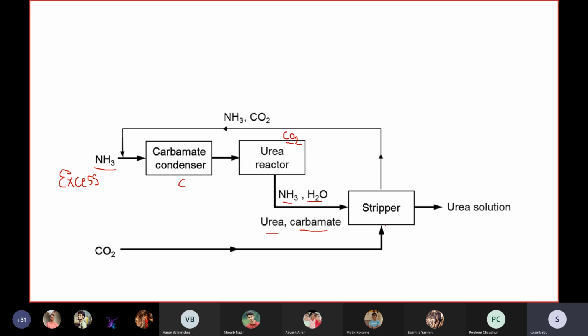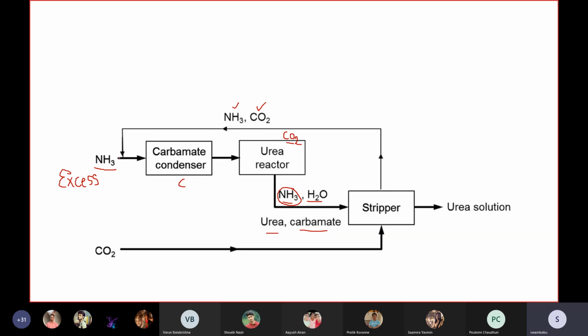Now it goes to the stripper. In the stripper we supply the CO2. The CO2 takes whatever ammonia is present. As the ammonia is transferred, the carbamate further decomposes. That way, the stream leaving the stripper will have only ammonia and CO2. So this is ammonia gas, and here we have ammonia and CO2 gas.